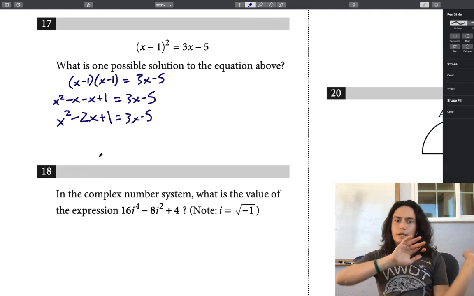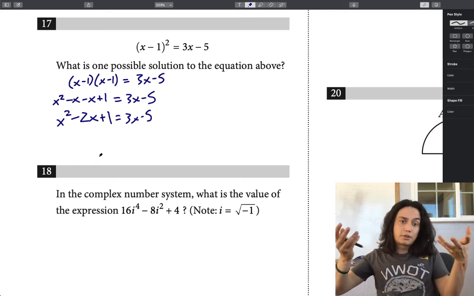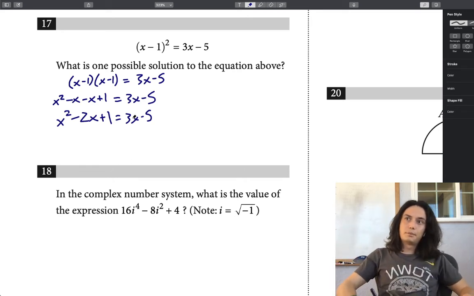And then let's just move everything over to the left side and see if we can factor it. That's probably the play. We're going to make this equal 0. So we're going to subtract 3x from both sides. So we're going to go x squared, negative 2x minus 3x. This is minus 5x. And then add 6 to both sides because this is minus 5.